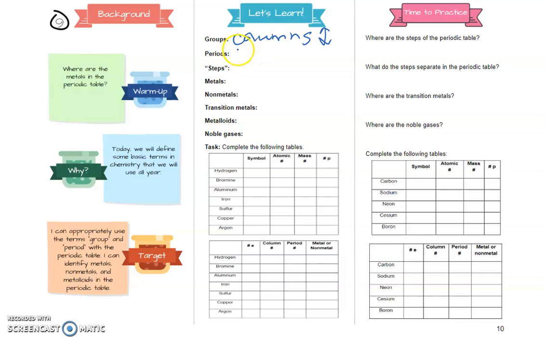So periods are the rows. So if you say what period is it in, you're talking about which row, which is, again, horizontal there. Okay, so left and right. So which row are we talking about in the periodic table?